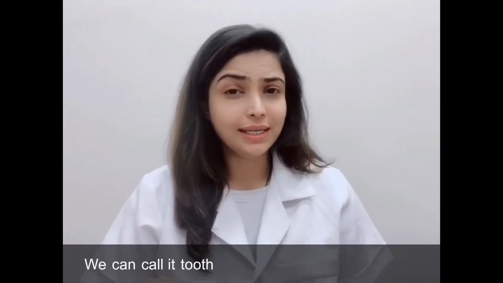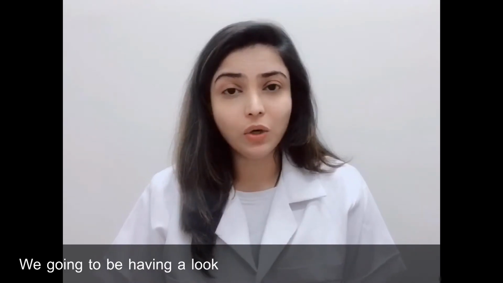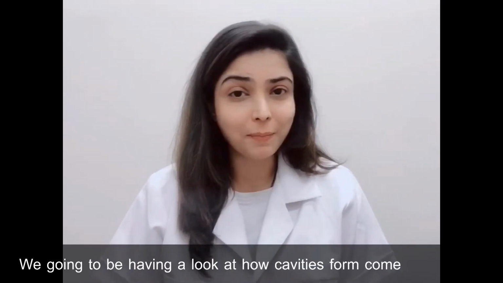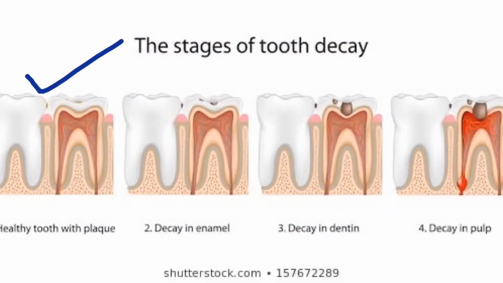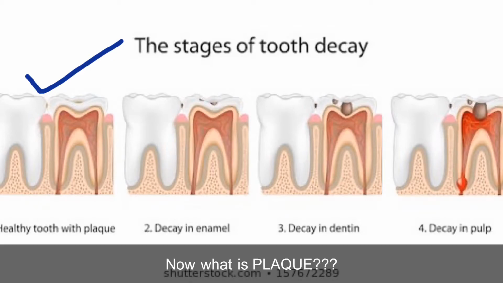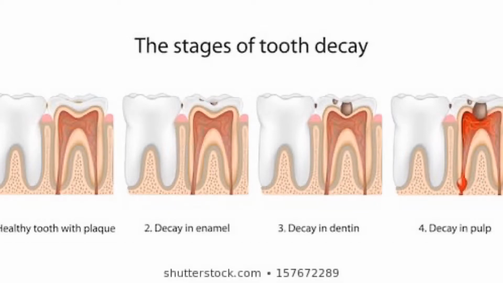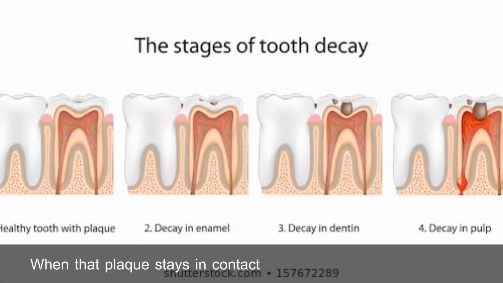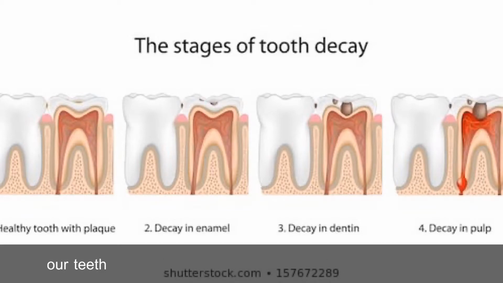Now we're going to be looking at how decay forms. We can call it tooth getting rotten, decay, or cavity. Come, let's have a look. That is your healthy tooth with plaque. Now what is plaque? Plaque is nothing else but food plus bacteria. When that plaque stays in contact with your teeth for a prolonged period of time, that's when cavities form. That's why it's so important that we brush our teeth properly to remove all the plaque stuck to our teeth.